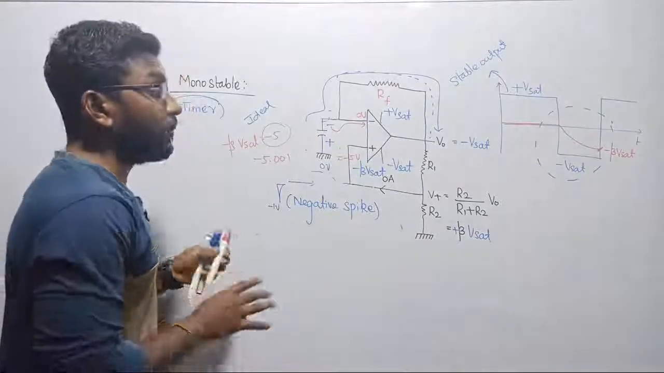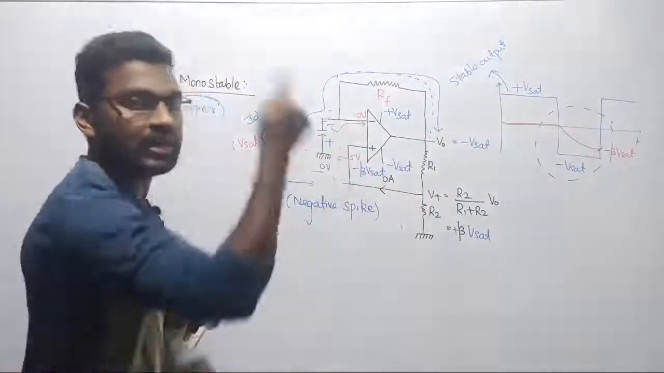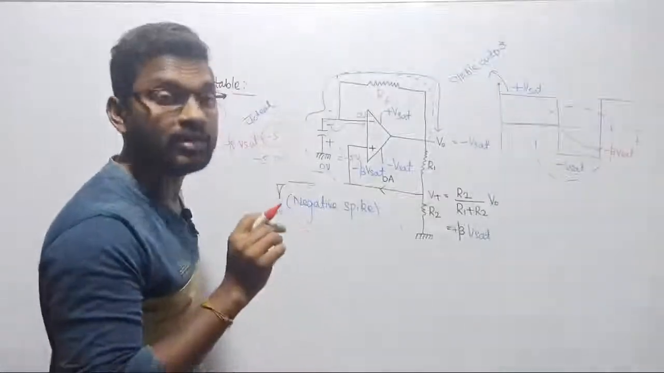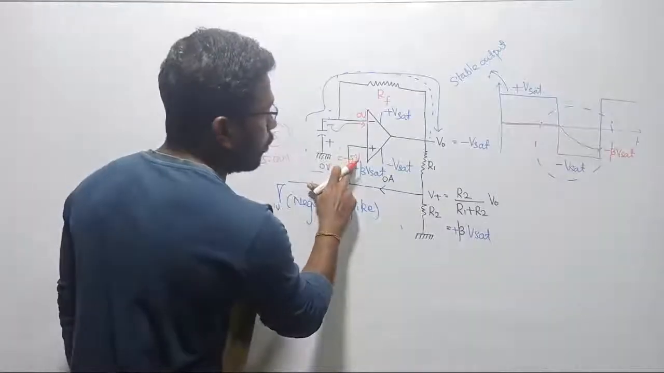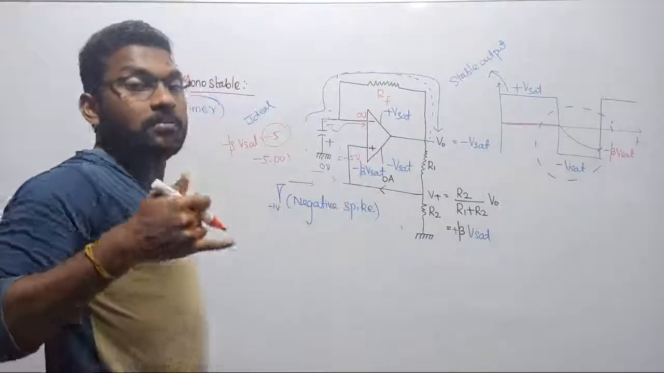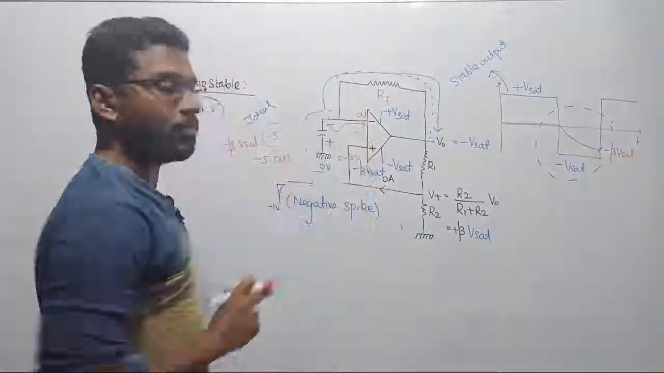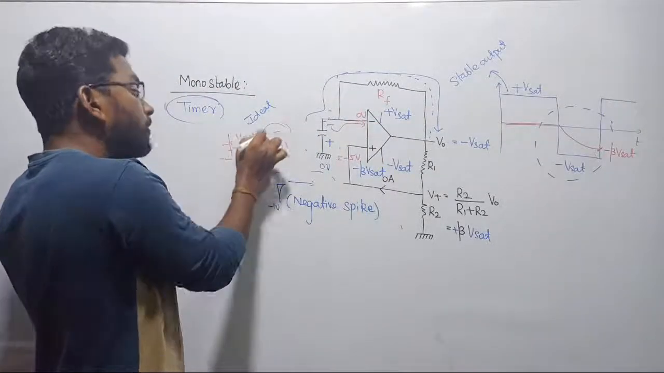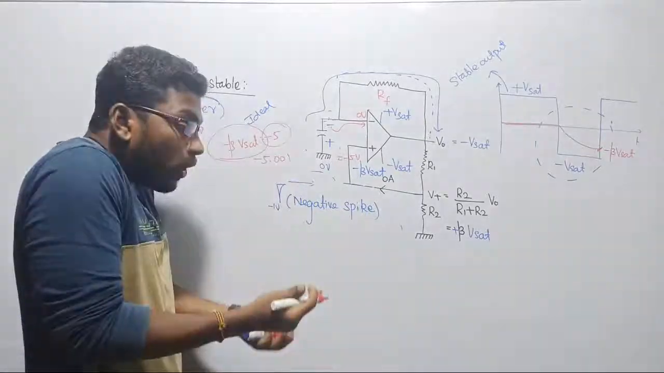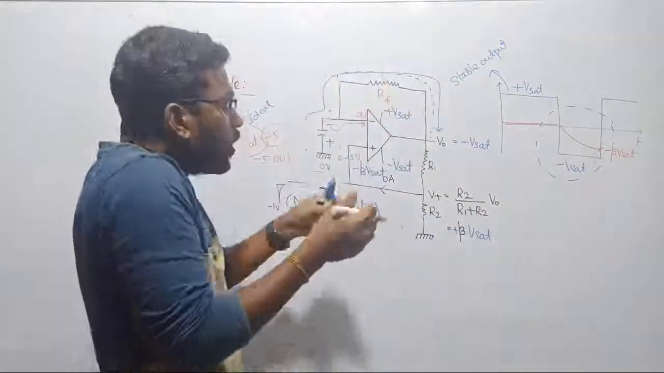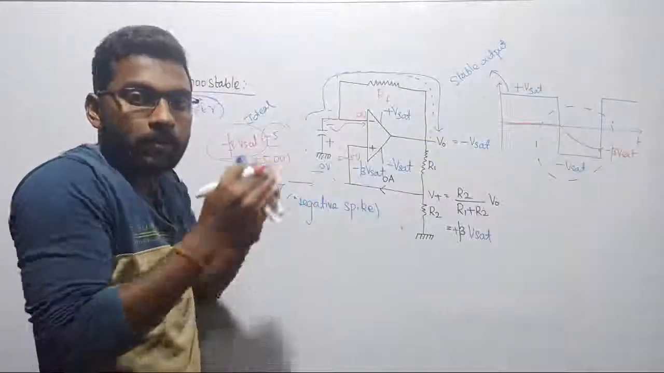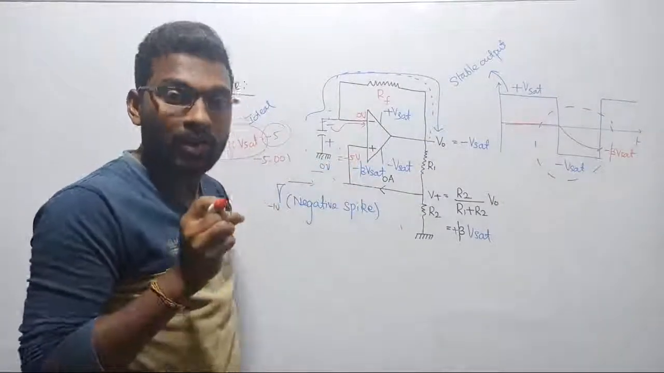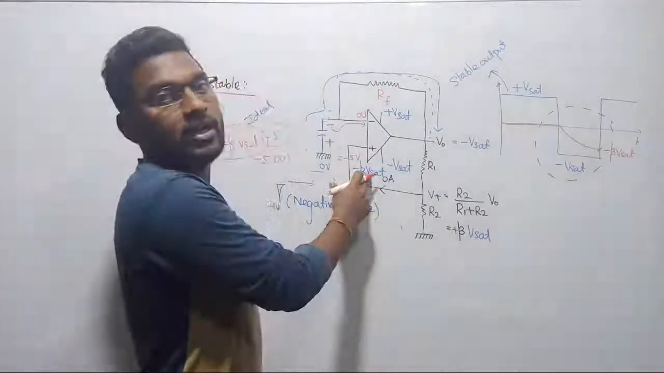So when your capacitor is crossing minus beta Vsat, that is the triggering point for your non-inverting terminal. Immediately your non-inverting terminal will give the triggering. The triggering is what? Sir, the voltage across the non-inverting terminal will become greater than the voltage across the inverting terminal. Sir, why? Because across the inverting terminal my voltage is now crossing minus beta Vsat. If it goes beyond minus beta Vsat, then the non-inverting terminal voltage will become greater. The non-inverting terminal voltage will be fixed at minus beta Vsat only.